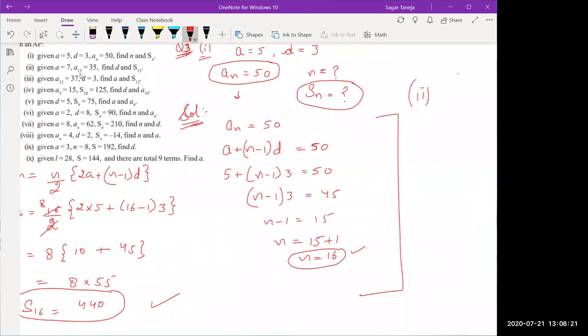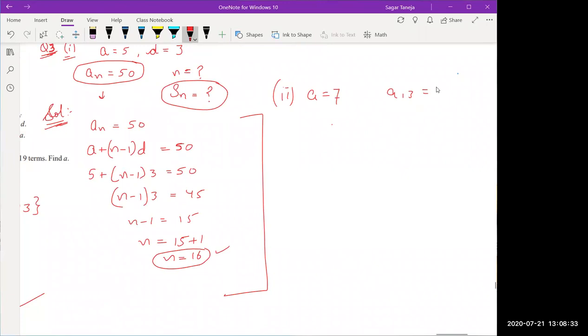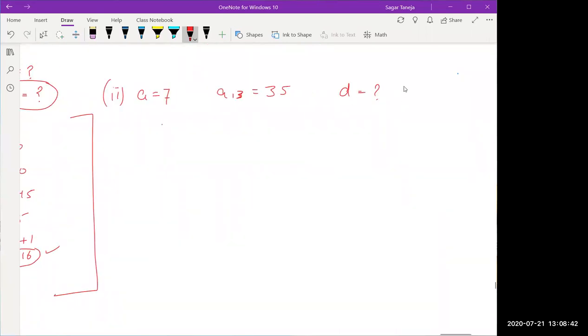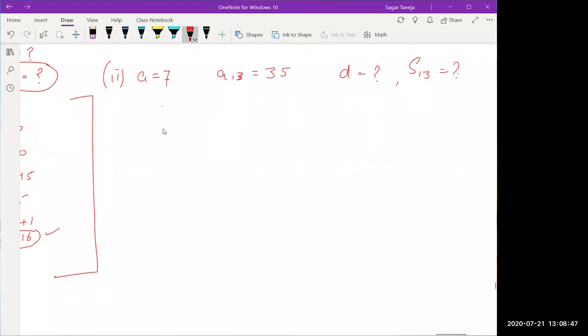Second part is a7 is 7, a13 is given 35. After that, d and S13 we have to calculate. So how can you do that? A7 is given, a13 is also given. So a13 we will use in our solution. So a13 is equal to 35.